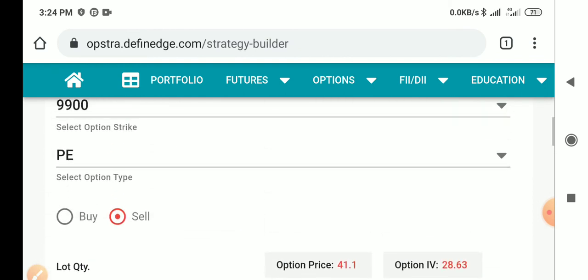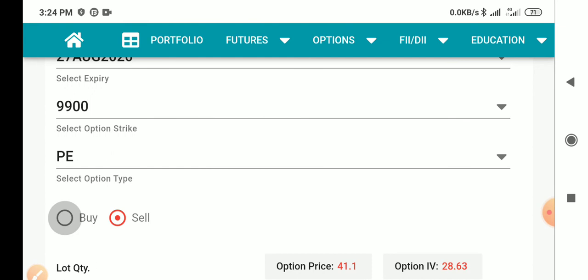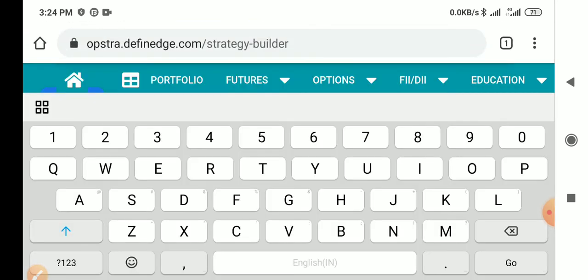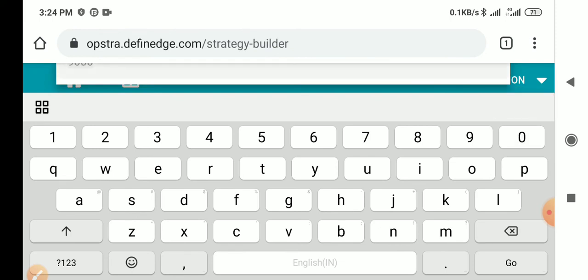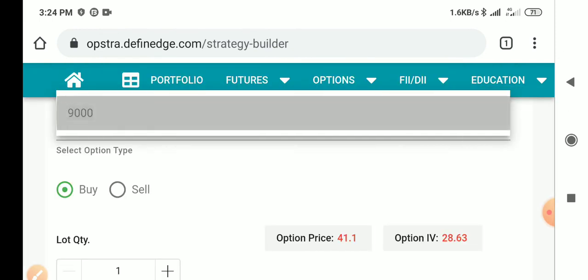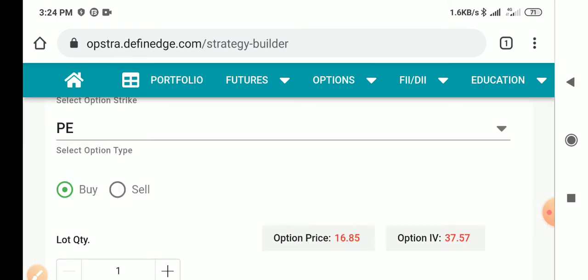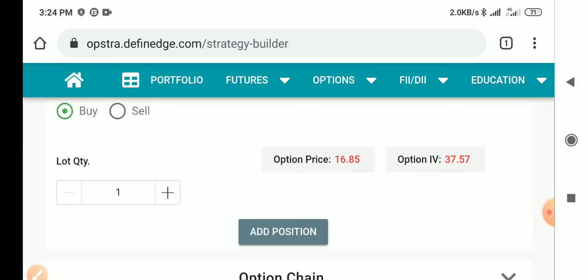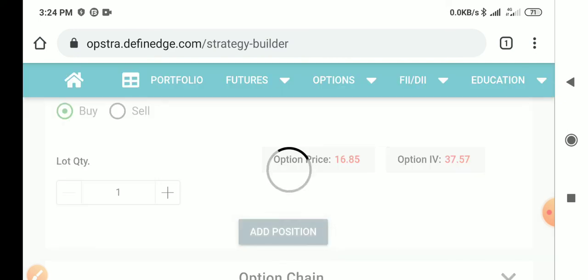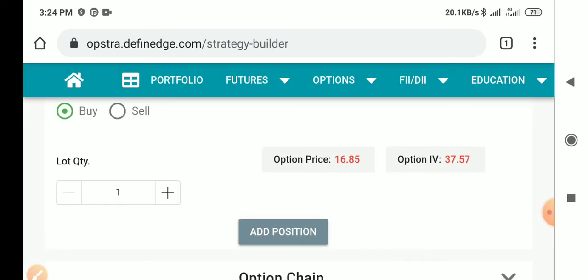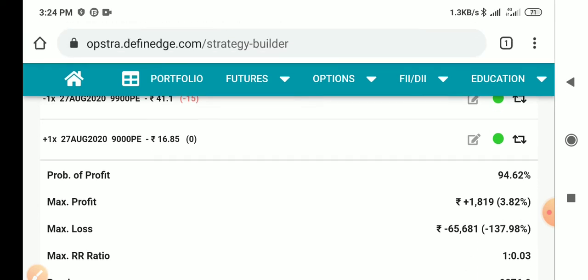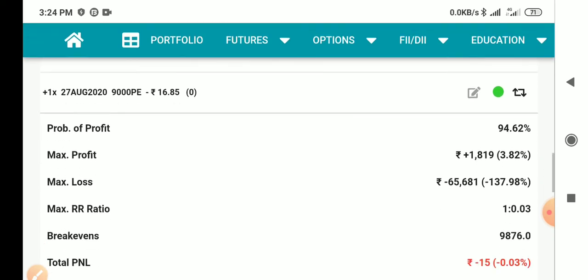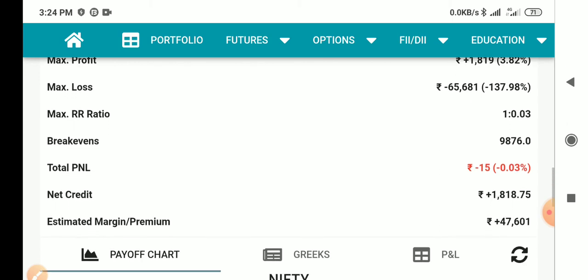For the buying strike, we will select a deep OTM. 9,900 also is a deep OTM. Further deep OTM I want to select. It's trading around 16.85. I am adding. See, the probability of profit has still increased. See the beauty.